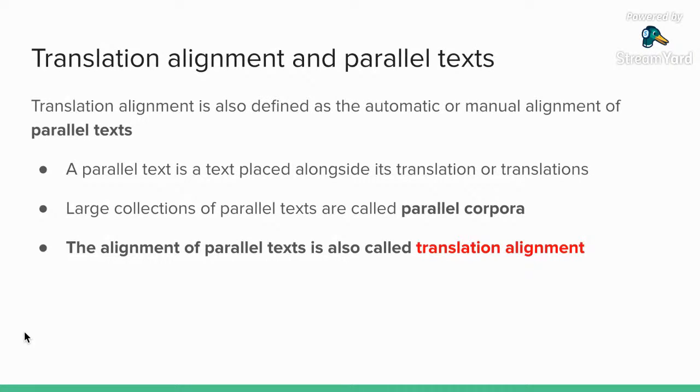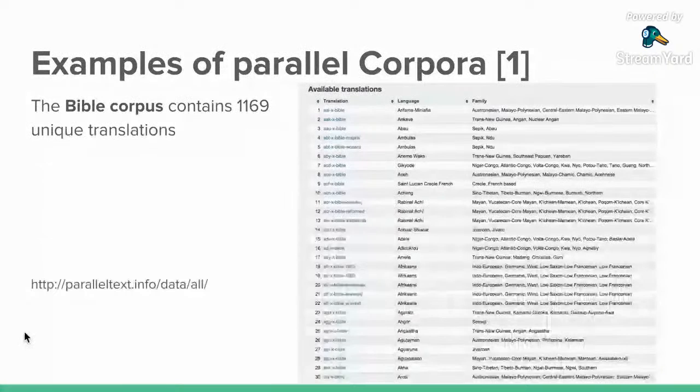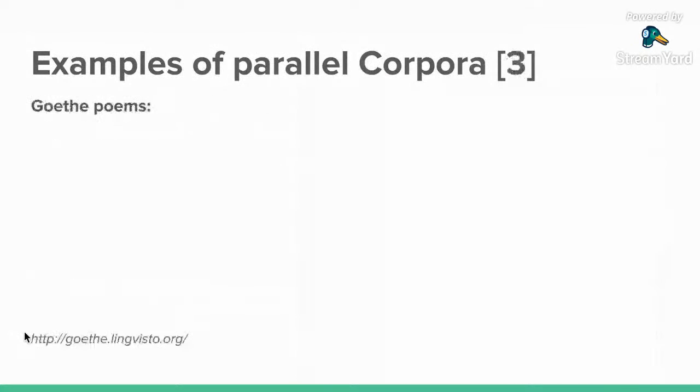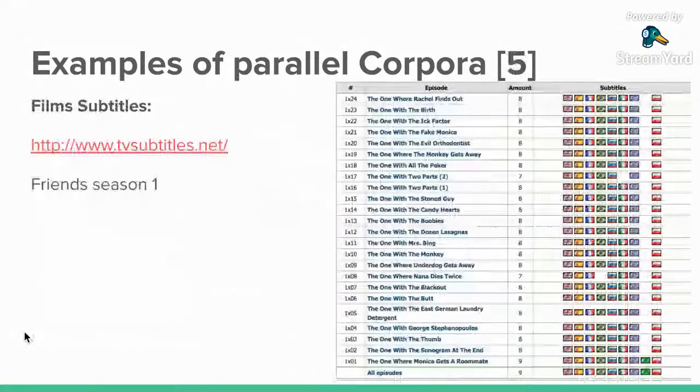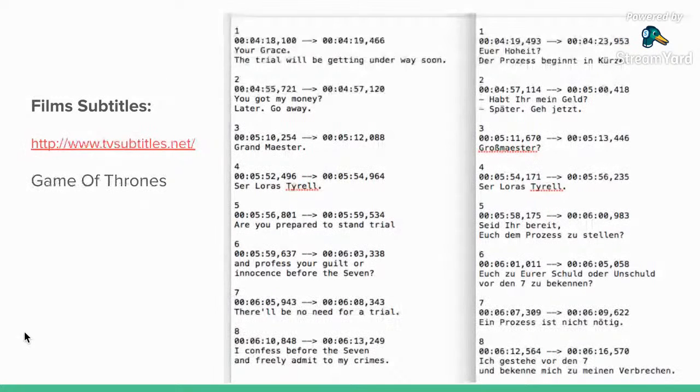So some examples of parallel corpora that are very famous. There's the Bible corpus that contains a large variety of unique translations of the Bible, and they are freely available online. There are translations of Goethe's poems that are available online. Of course, one of the most common examples of parallel corpus is film subtitles, which of course establish correspondences between different languages. You can see Game of Thrones here, and you can access many of these freely online.